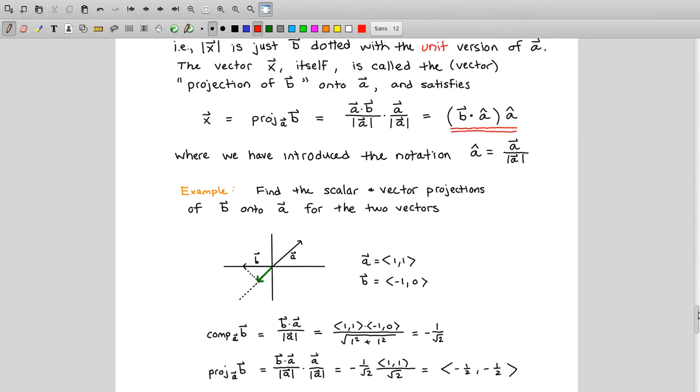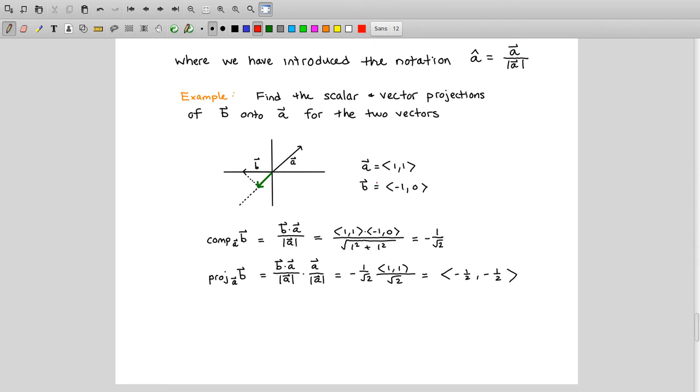So, again, kind of a lot of talking. Let's do an example. Here's a pair of vectors. Find the component and the scalar and vector projections of b onto a for two sort of arbitrary vectors here. a is (1, 1), b is (-1, 0). So here's a, and we want to project b onto a. That's going to be obtained by shining a flashlight in this direction. And here's a right angle. And this green arrow here is going to be the vector projection of b onto a. And the length of that green arrow is going to be what we call the component.